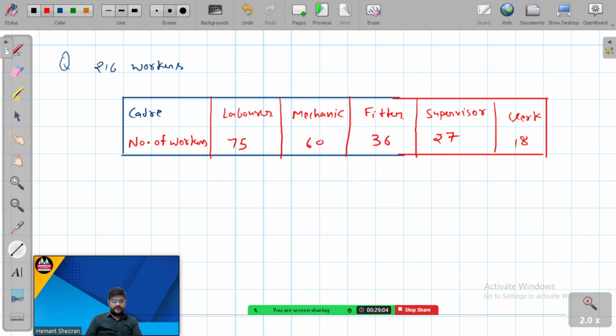Be quick. Calculate the central angle. Can I finish the table? Yeah, be quick.